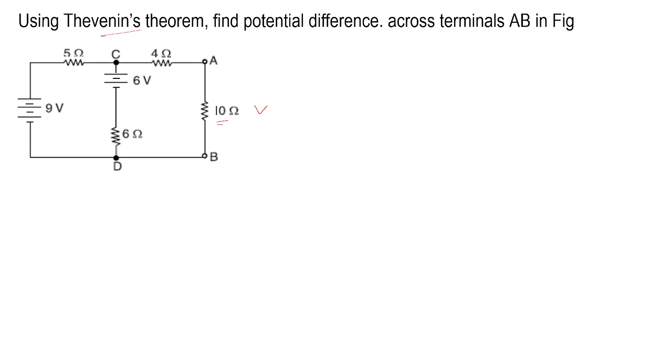So now, how are we going to find this? Anyone? How are we going to find this? What is the step 1 procedure? What do we need to do here?